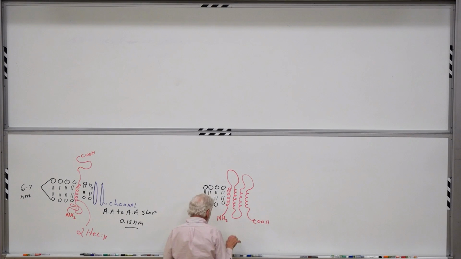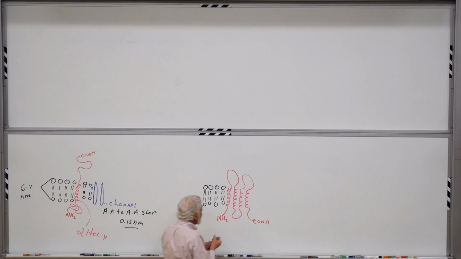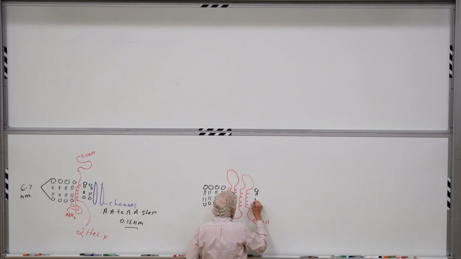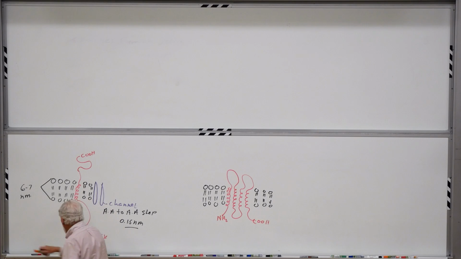But what we want to talk about now is how we can generate a hydrophilic pathway from that structure. And this is pretty much where we left off yesterday. And we had numbered those 4 alpha helices as 1 through 4.